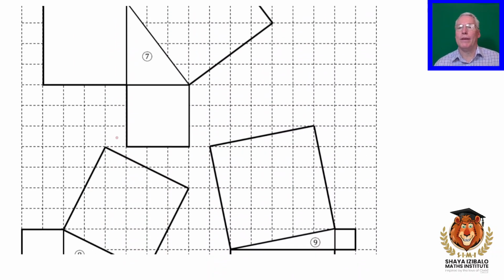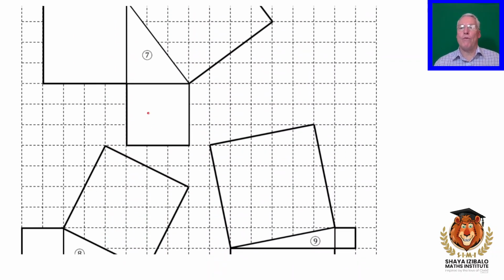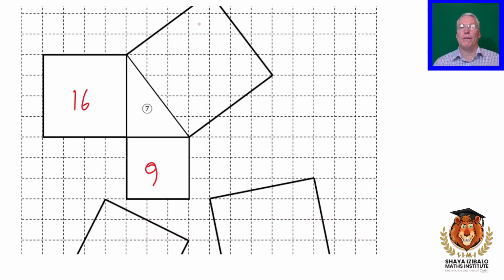Let's do number 7. We've got 3 times 3 here, that's 9. We've got 4 times 4 here, that's 16. Right, let's see if we can count all the squares in here. Okay, so we'll count the full ones first. 1, 2, 3, 4, 5, 6, 7, 8, 9, 10, 11, 12, 13.